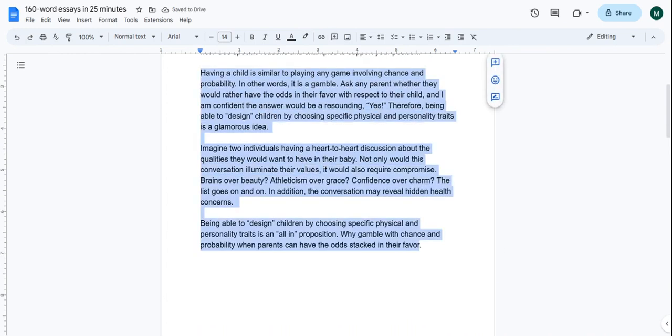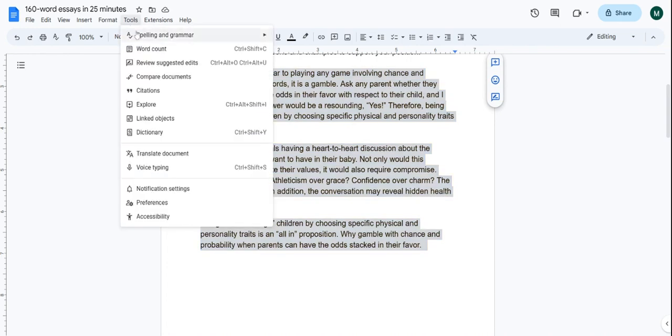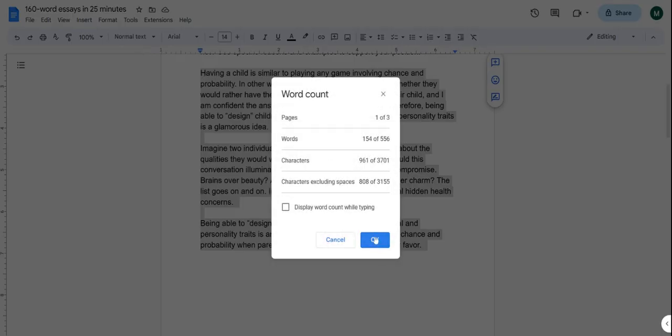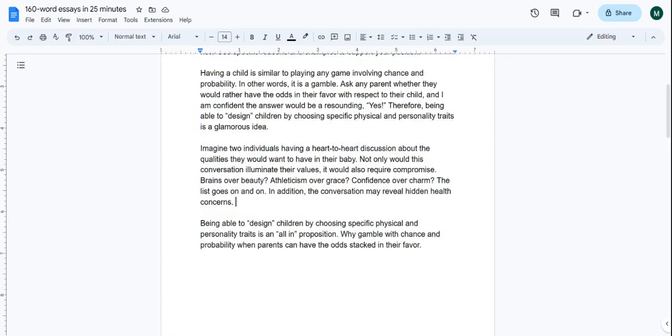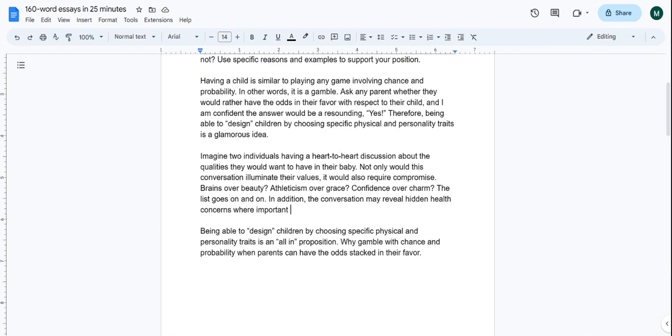3 minutes remaining, writers. I've got to work on that body paragraph, but I need to check my word count. Okay, I'm at 154 words. So basically, I've got 6 words left. In addition, the conversation may reveal hidden health concerns. Where important, having a heart to heart. Imagine two individuals having a heart to heart. 2 minutes and 53 seconds, writers. Let me check the conclusion one more time.